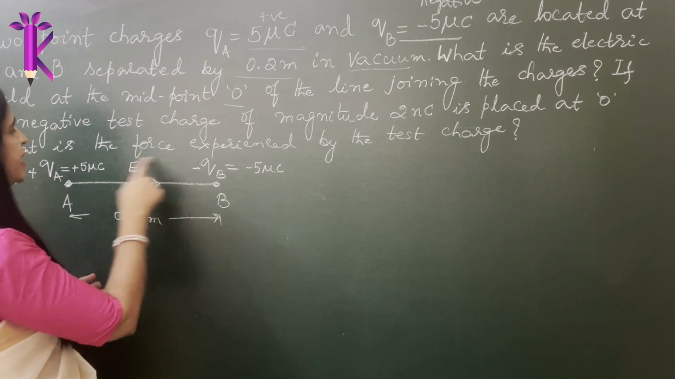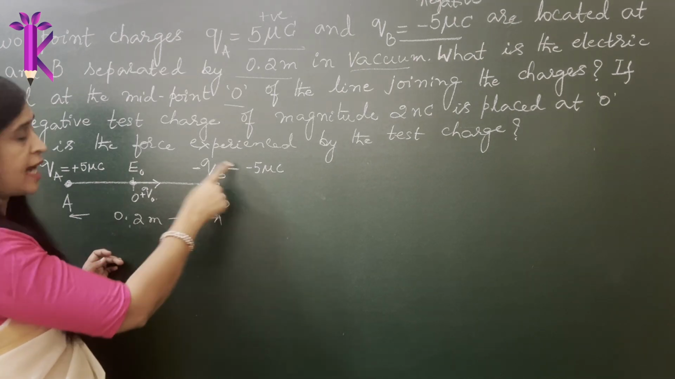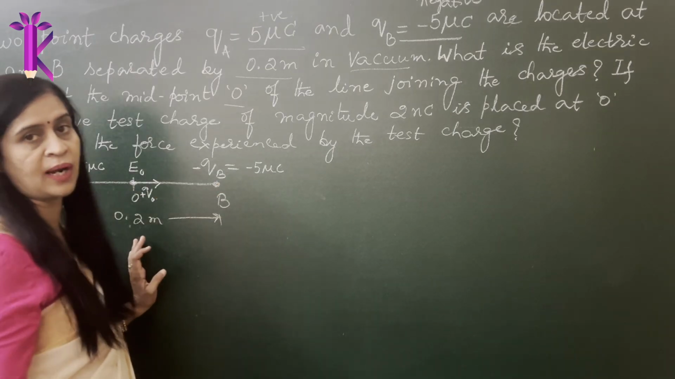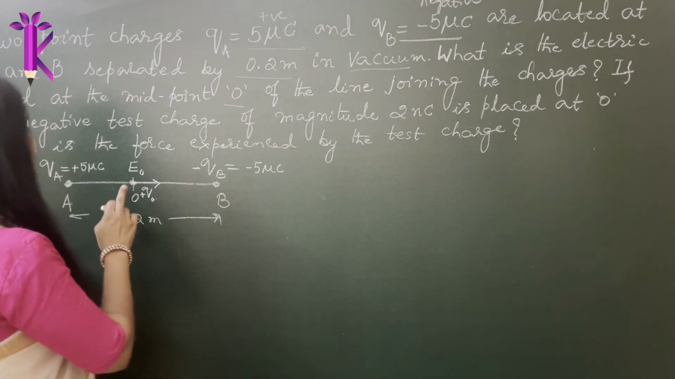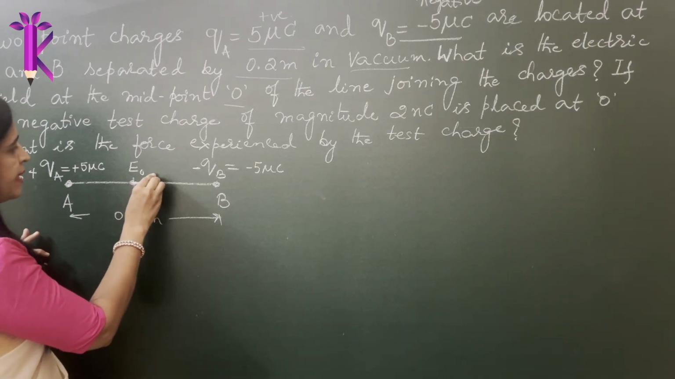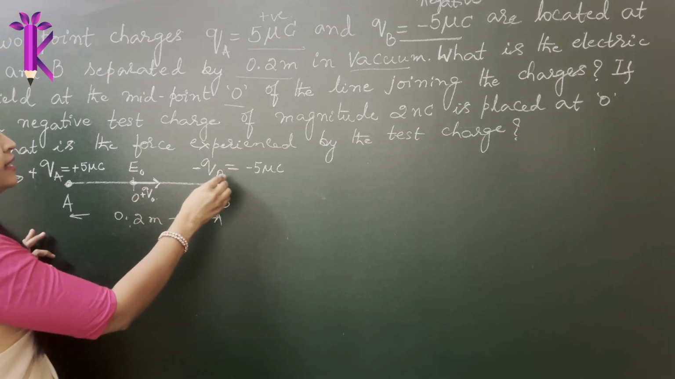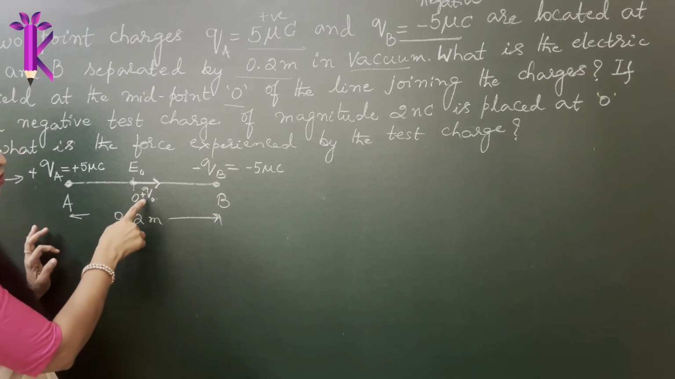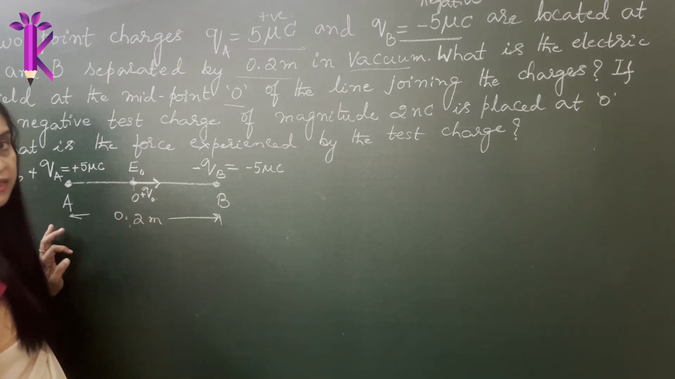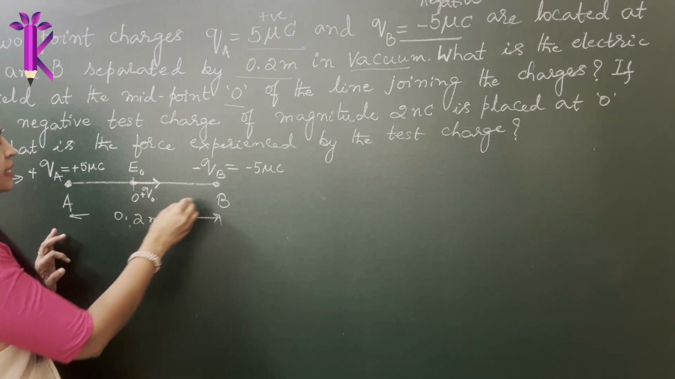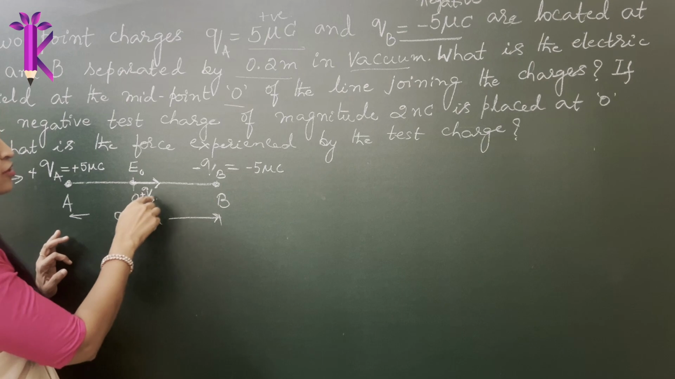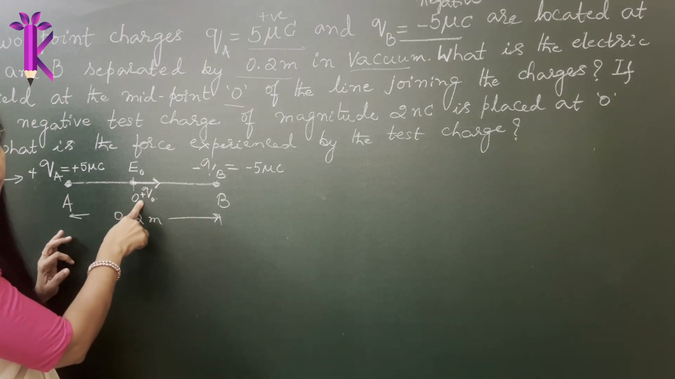So the magnitude of the charge is equal, but the only difference is one has a positive sign and another one has a negative sign. Since both are positive, like charges repel, so this charge tries to repel in this direction. Similarly, this is negative and this is positive, so Q naught, the test charge placed at the midpoint O of the line joining the two charges, would tend to get attracted because unlike charges attract. But will the force of attraction be more than the force of repulsion?